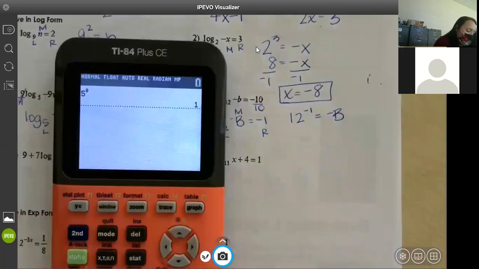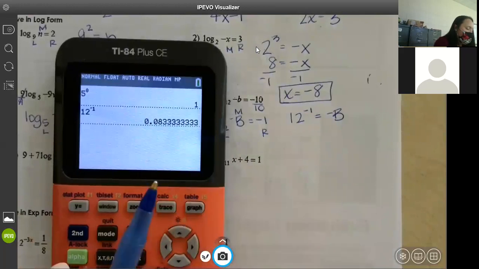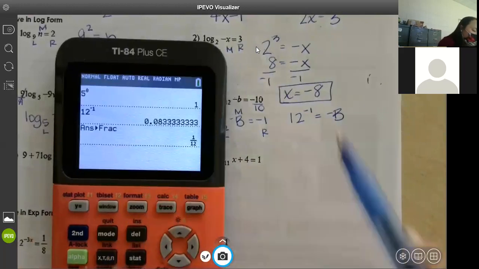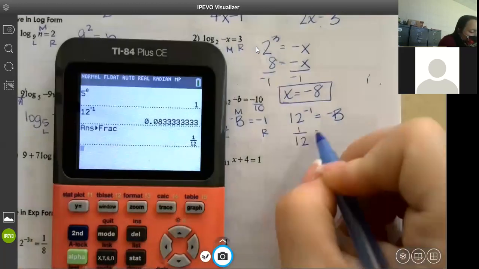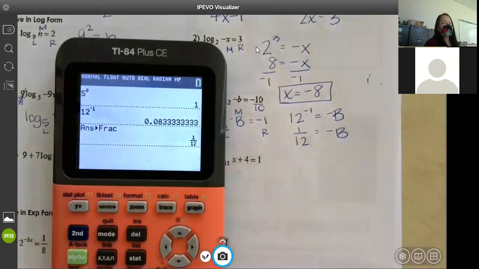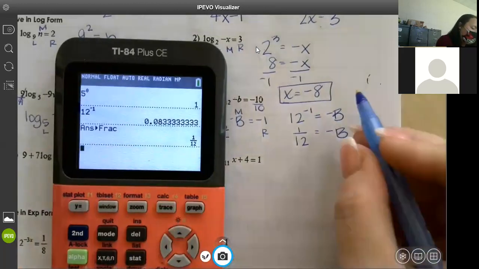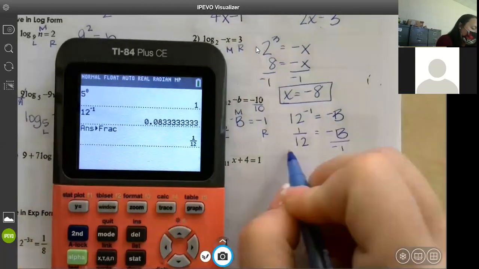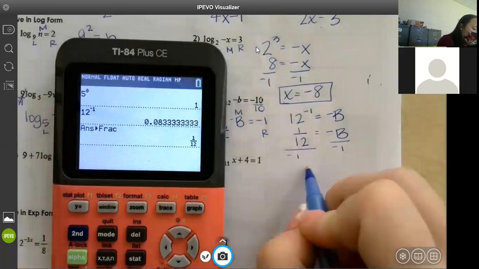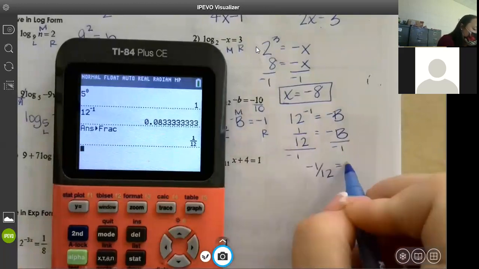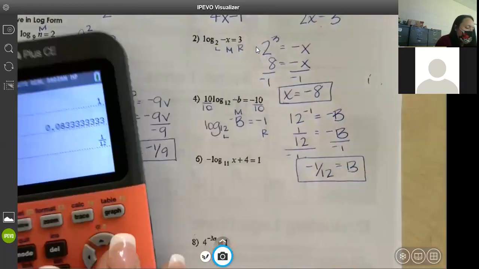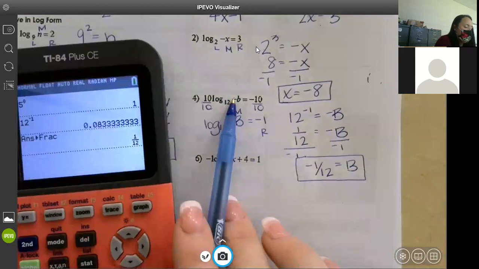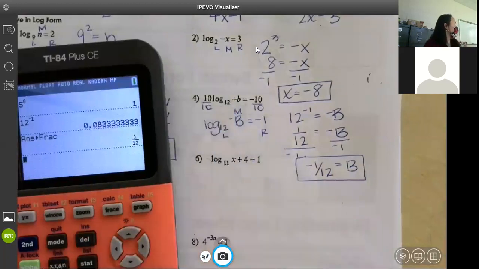If you need to, use your calculator. Remember, you get your calculator through the whole exam. I don't like decimals when I'm dealing with this, so I'm going to change it to a fraction. And I get 1/12 equals negative b. How do I solve for b? And that just gives you a negative 1/12 equals b. If I plug it back in, a negative times a negative makes a positive, and it's not going to be 0, so we're good to go.